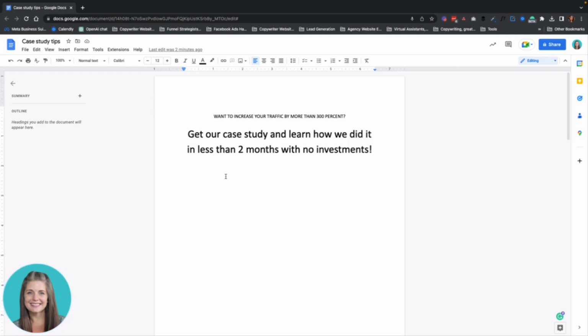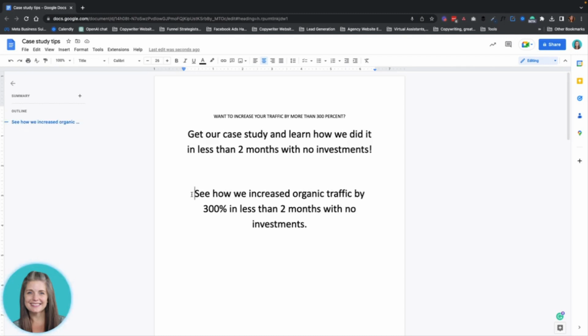Here's what a new headline could look like. All I've done here is pulled the 300% into the actual headline, and we've kept most of it close to the original. Now I have included "see how" instead of "get our case study." And then I added "organic" here instead of just "traffic" because they use the words "no investments." So I'm assuming, I haven't seen the case study, but I'm assuming that this is an organic traffic success story.